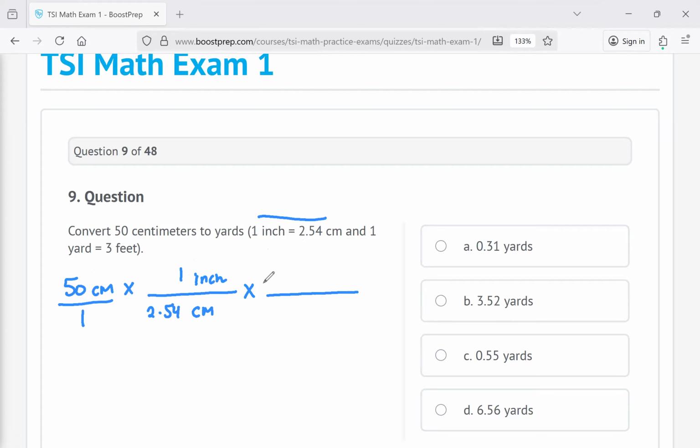Then what we want to do is our final units has to be in yards. So I'm going to have to get rid of this inch. So I'm going to put an inch on the denominator because that's the only way. And then maybe I could put yards. Now this is where it could get tricky, where you can make a mistake. It says that 1 yard equals 3 feet. So 1 yard equals 3 feet. But we have a problem. We're in inches. So we have to do like a double conversion.